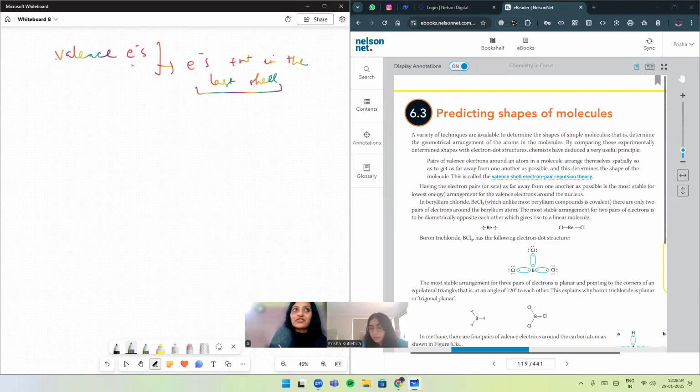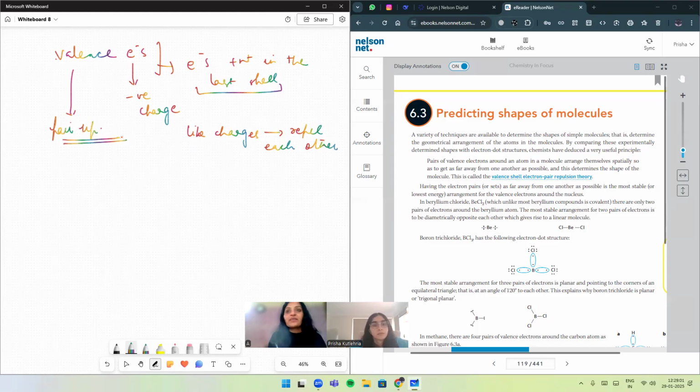Now, electrons have negative charge on them, right? And the second thing I have to keep in mind: like charges repel each other, right? Now, these valence electrons, we are going to pair up. Now, the paired valence electrons are going to arrange themselves in a way that they are as far as possible from each other, right?